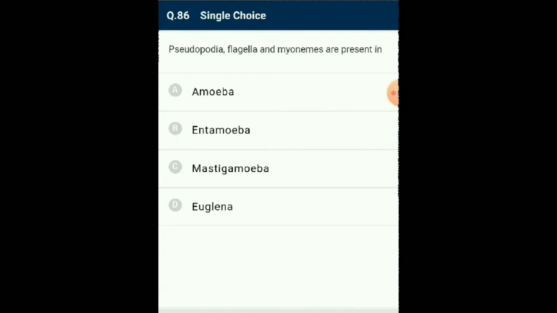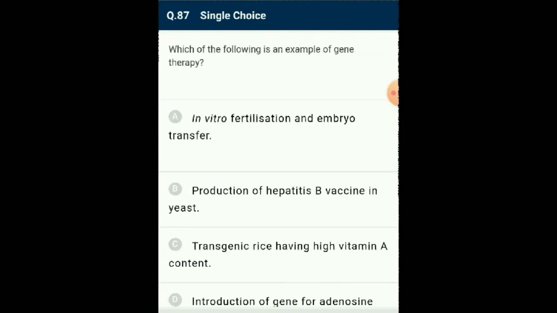Question number 86. Cilia, flagella and pseudopodia are present in Mastigamoeba. Mastigamoeba is a genus of class Archamoebae in the kingdom Protista. They may exist as amoeboid flagellates, aflagellate amoebae, multinucleate amoebae, and as cysts. So the answer for this question is option C, Mastigamoeba.